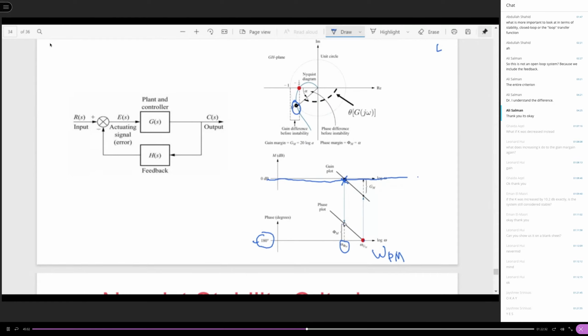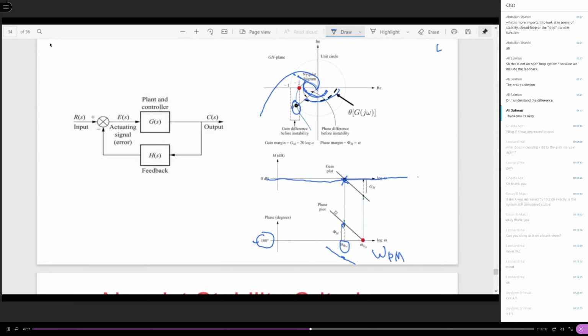Well, you need to see if this phase stays above the minus 180 degrees or not. If it stays above minus 180 degrees, it is this case. If it stays below minus 180 degrees, then it is this case, right? Because the phase is below the minus 180 degree level, so definitely the phase plot is going to be here, okay?